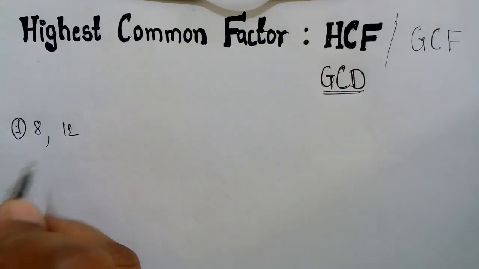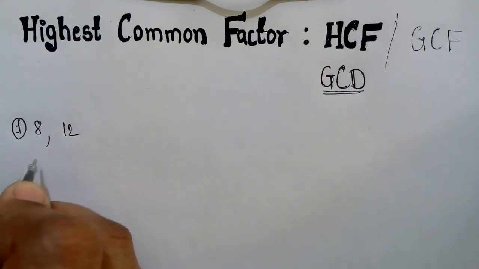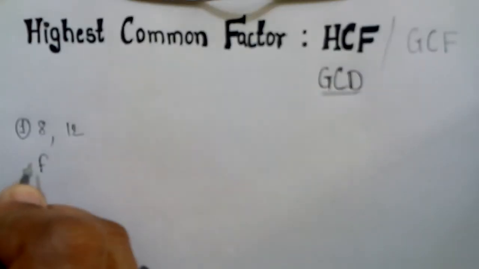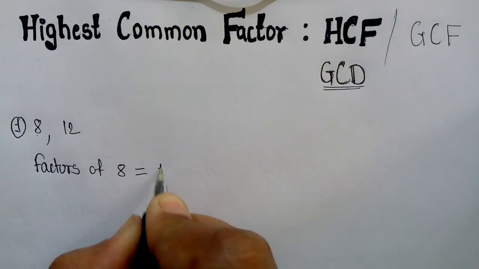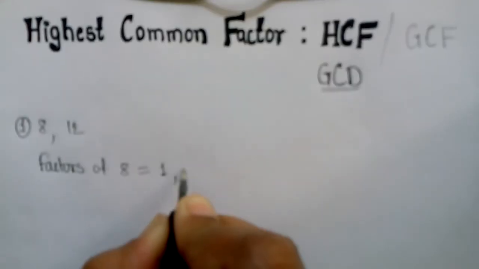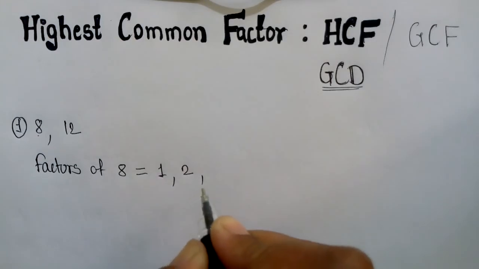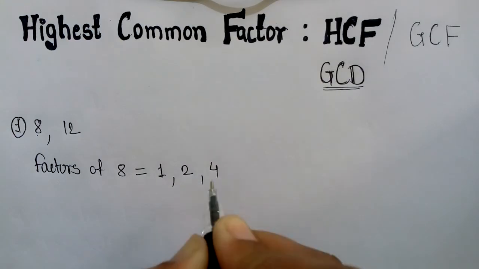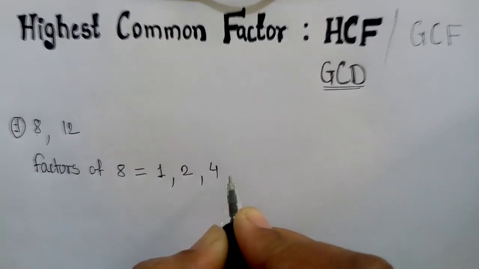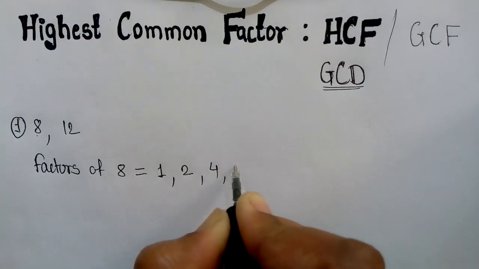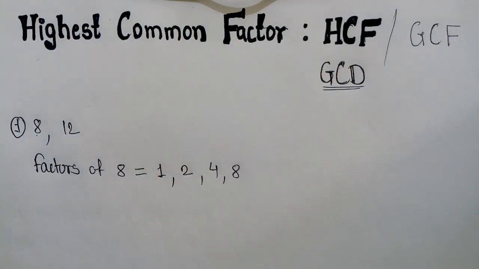For that, what do we have to do first? Factors of 8. So we will find out factors of 8. The first factor of 8 is 1. Then 2 is also there, 2 4s are 8. 3 is not there. 4, yes, 4 2s are 8. 5 is also not there. 6 is also not there. Directly 8 is there. These are the factors of 8.